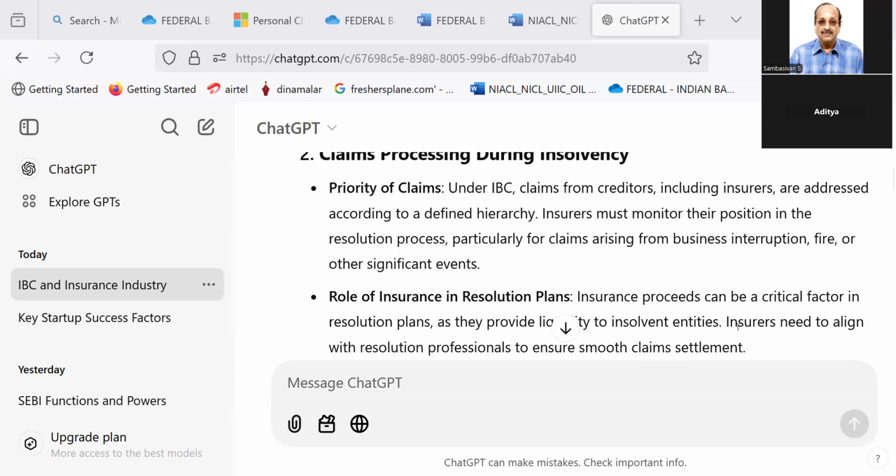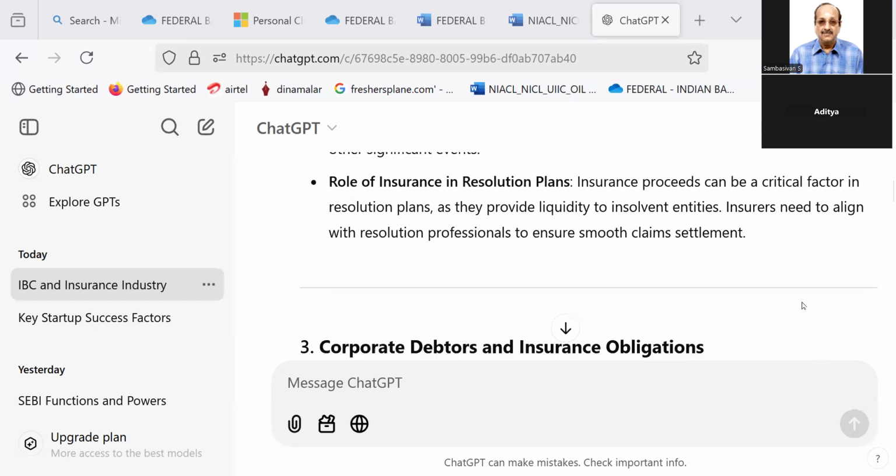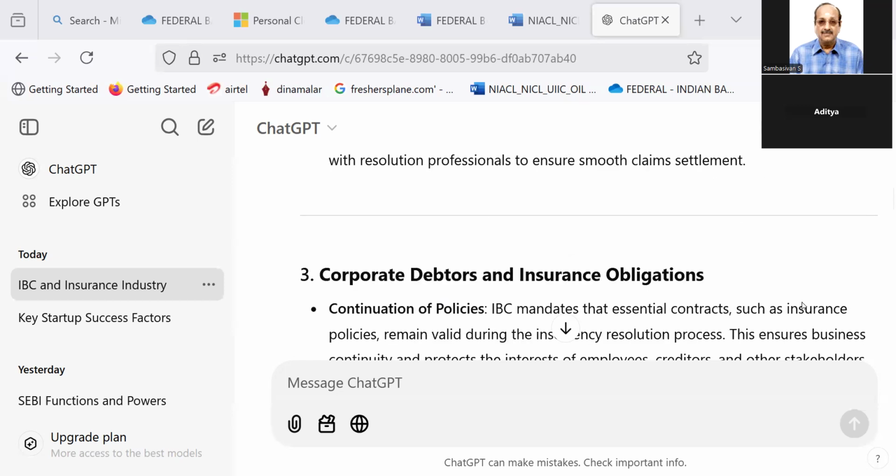Role of insurance in resolution plans. Insurance proceeds can be a critical factor in resolution plans as they provide liquidity to insolvent entities. Insurers need to align with the resolution professionals to ensure smooth claim settlement.